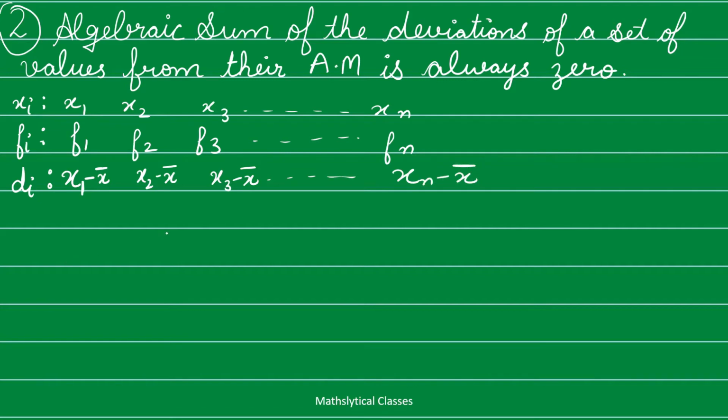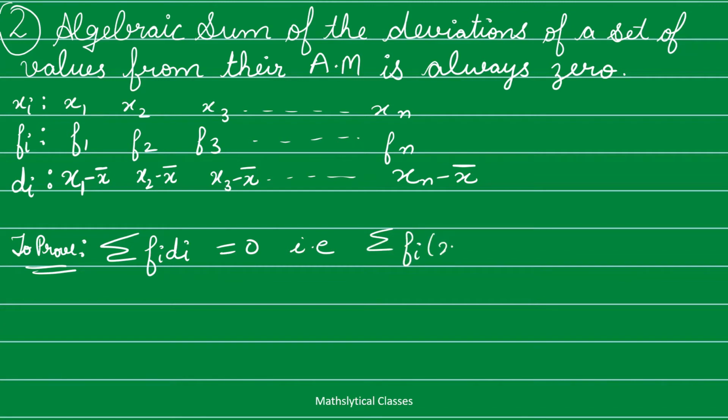We have to prove that the sum of these deviations, given by summation fi di, is equal to 0. That is, we have to prove that summation fi (xi minus x bar) is equal to 0. So let's start from the left hand side of the equation only.